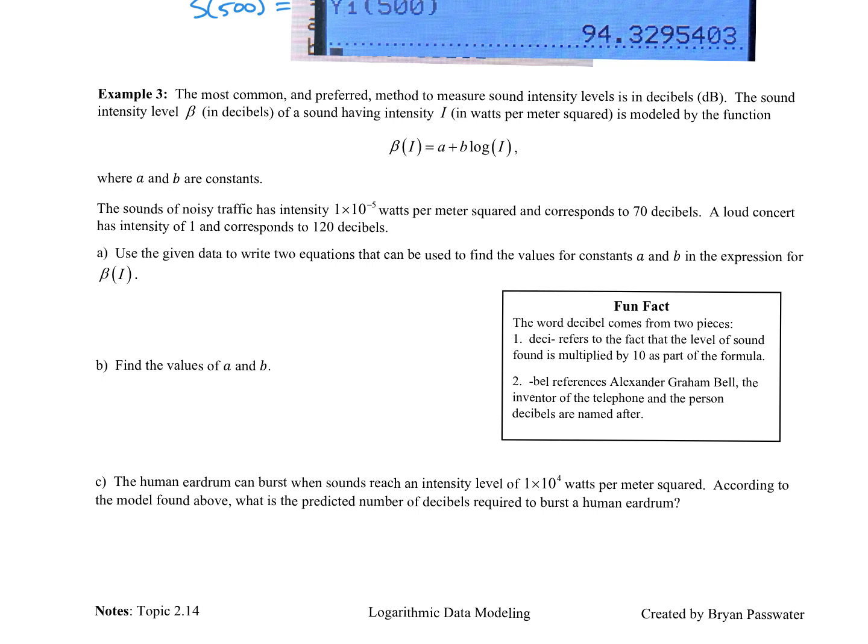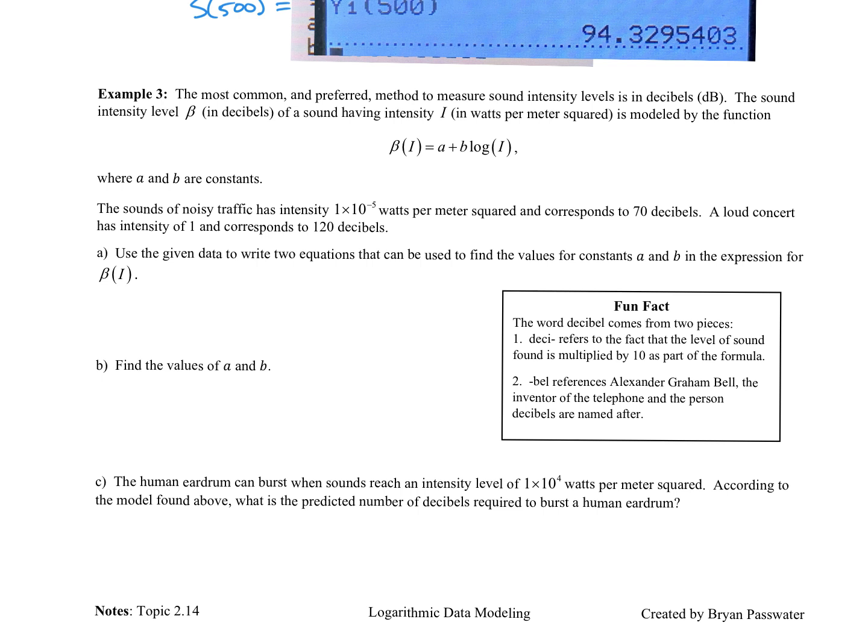Okay. Example 3. The most common and preferred method to measure sound intensity levels is in decibels. The sound intensity level, beta, in decibels, of a sound having intensity I in watts per meter squared is modeled by the function beta of I equals A plus B log of I.